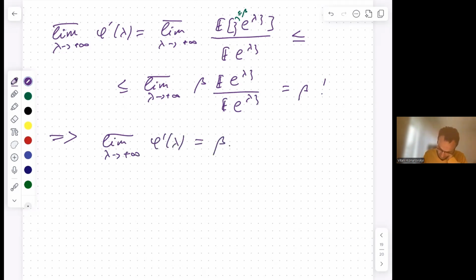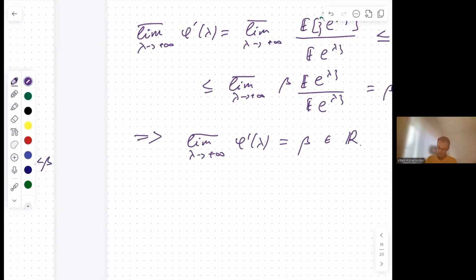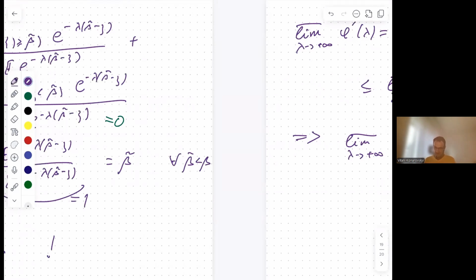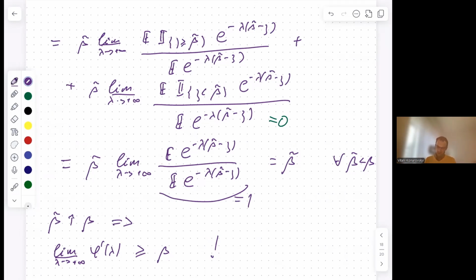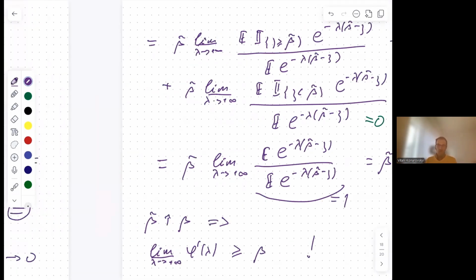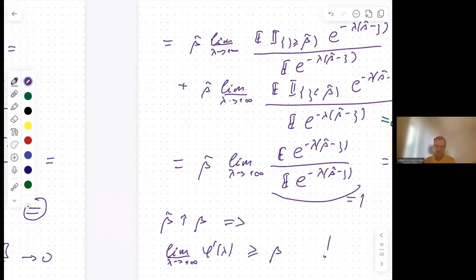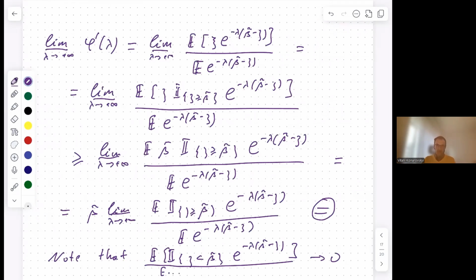And that was done for the case when beta is equal to r. The general case when beta is equal to plus infinity is similar. You need to use the same argument as here, but now you take beta tilde and send beta tilde to plus infinity, and also you need to go through that argument carefully to check whether everything works.